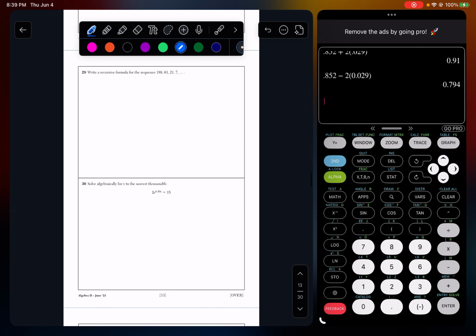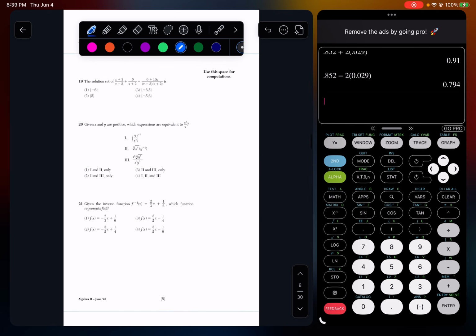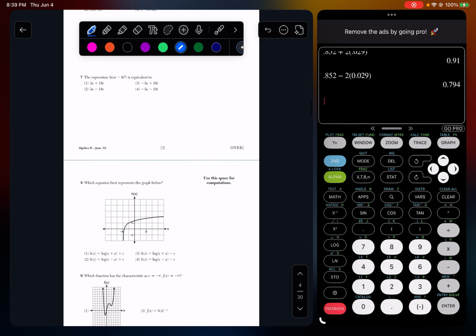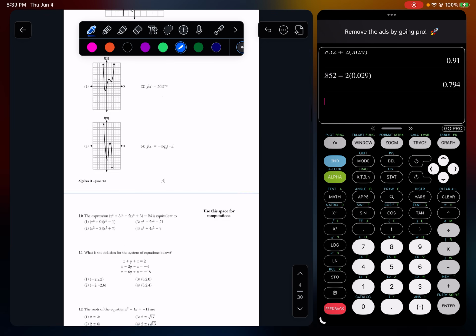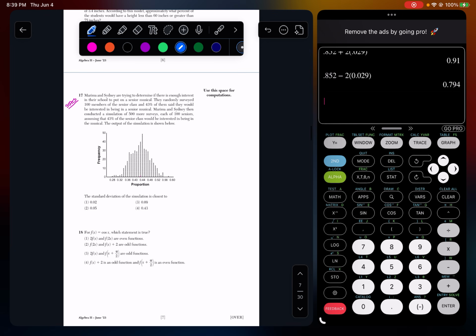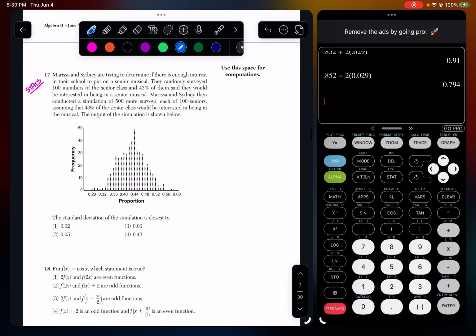So let's look at another question. This one's bopping back to multiple choice that covers a similar topic. All right, here it is. Look, see how we have another bell curve? The minute you have a bell curve, you can assume that you are dealing with this standard deviation concept. Up to, down to is 95%. So Marissa and Sydney are trying to determine if there is enough interest in their school to put on a senior musical. They randomly surveyed 100 members, and 43% of them said they would be interested in being in a senior musical.